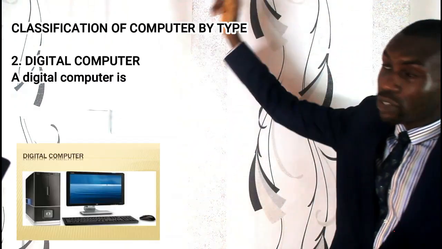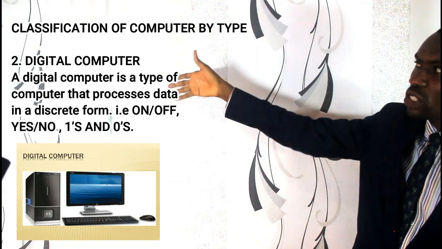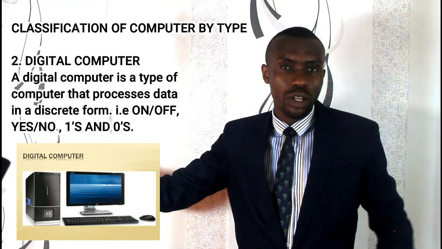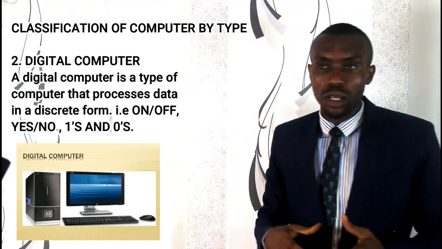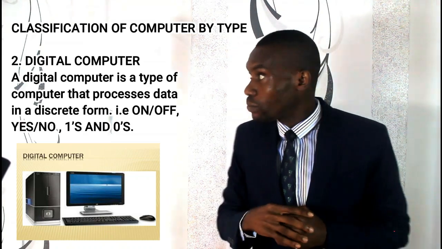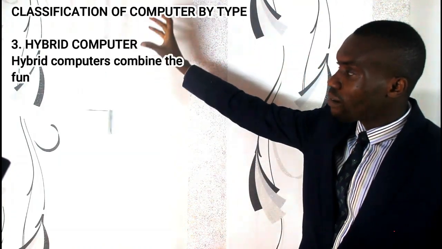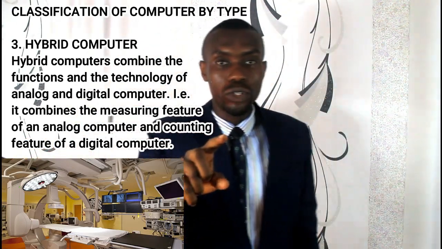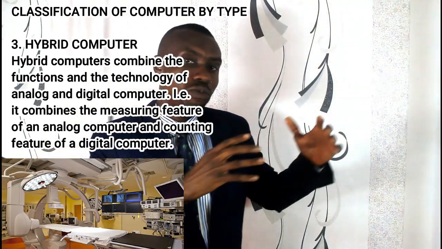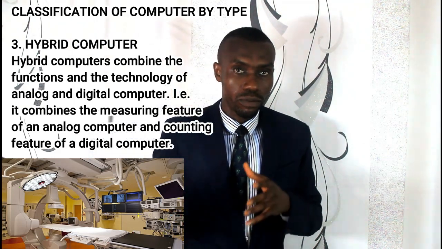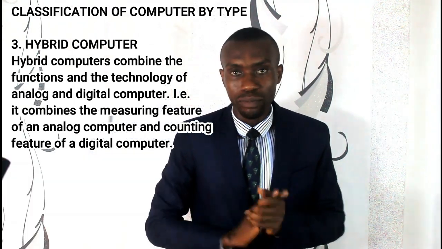2, we have digital computer. Digital computer is very common and it is what everybody is making use of today. The computers at homes, the phones, the biometric devices, all of those devices are digital computers. And then 3, we have the hybrid computer. Now the hybrid computer is simply a type of computer that has the features of both analog systems and the digital systems. Fine, let's proceed. That's for types of computers.